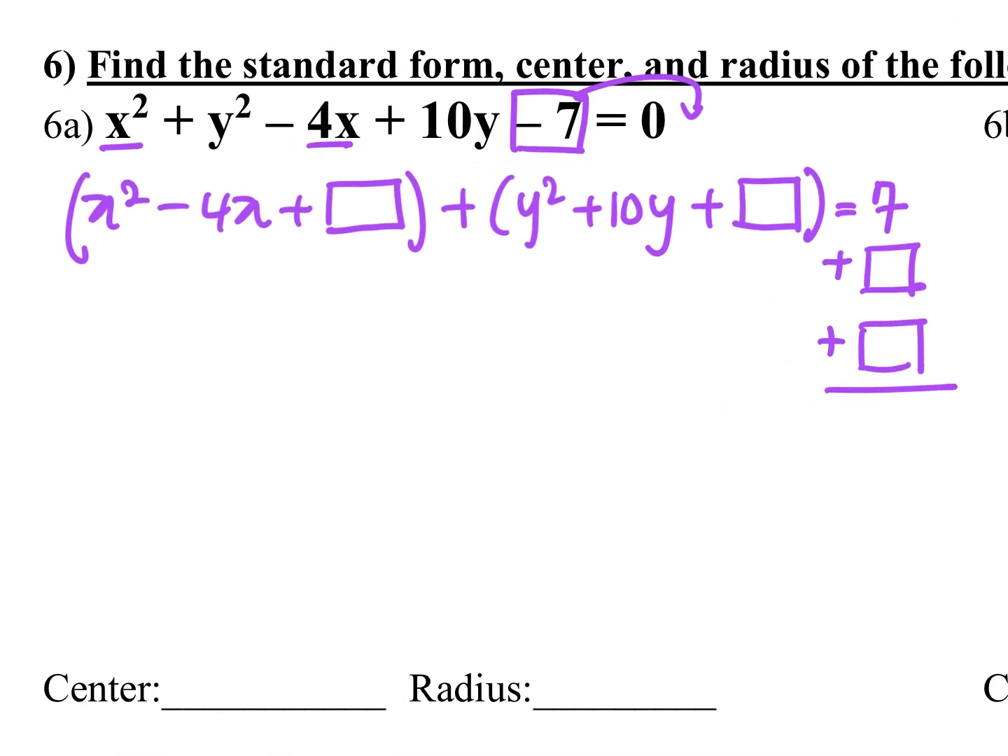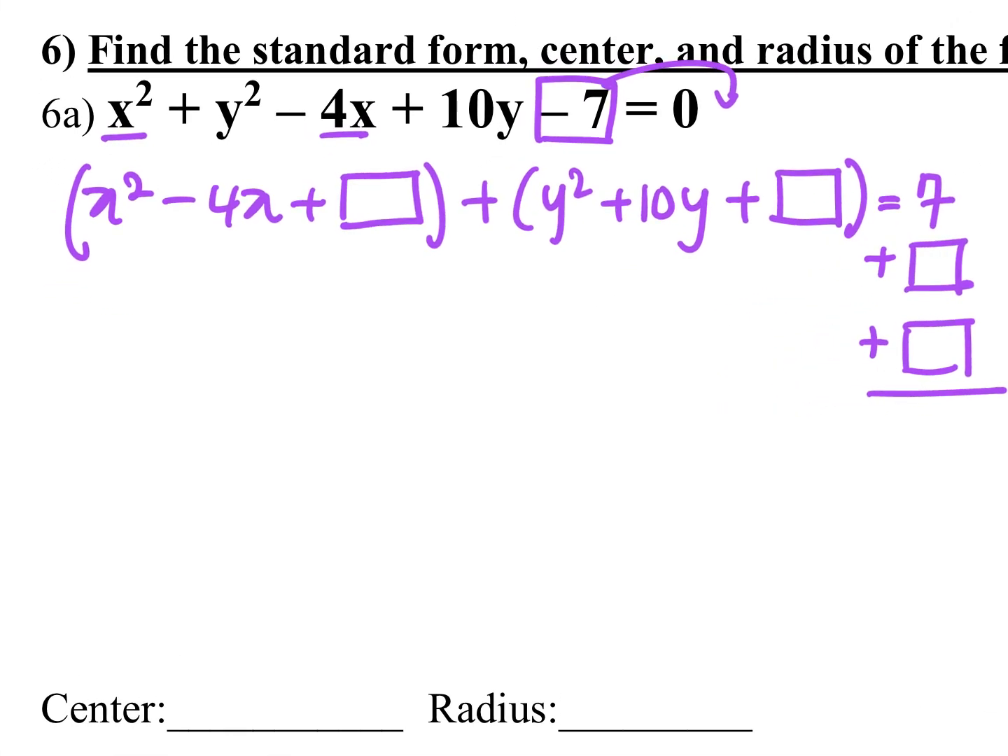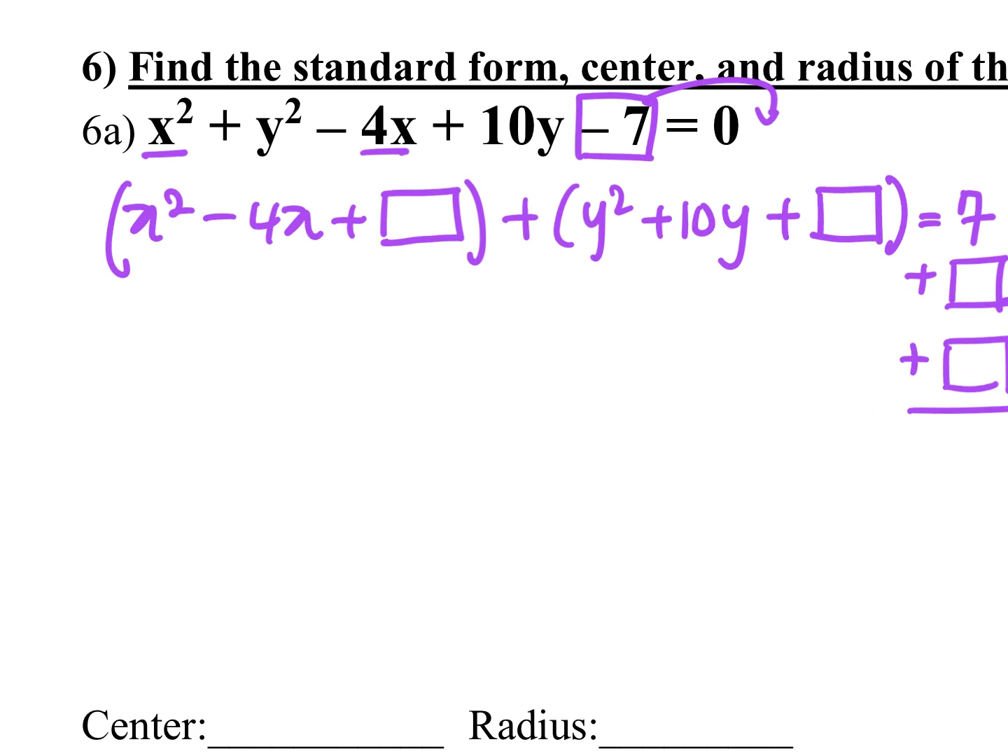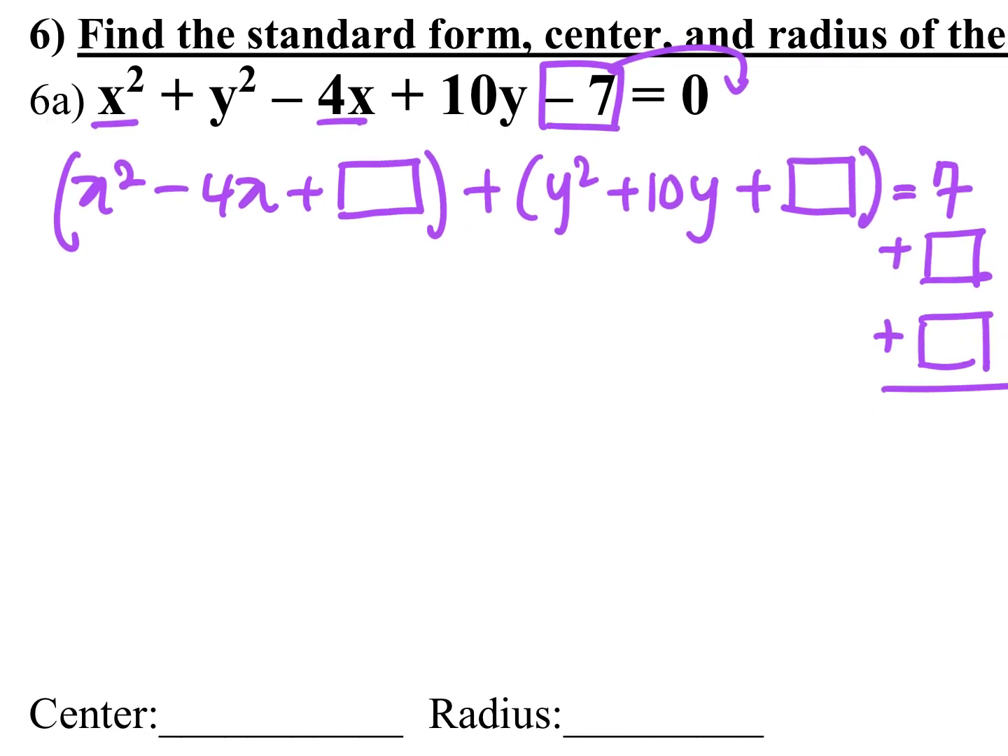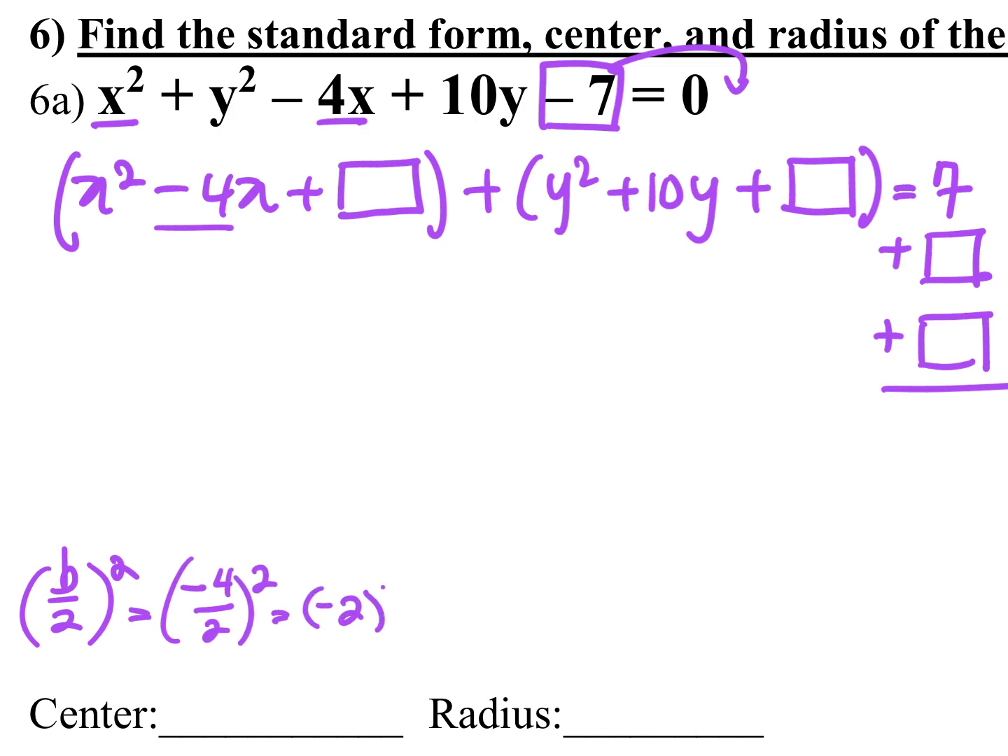If you remember, in completing the square, we get the second term, divide it by 2, then square it. So it looks this way: b over 2 and then square. In this case, our b here is negative 4. Negative 4 over 2 and then square. So that's going to give you negative 2 and then square it again. It's going to give you 4. So this is going to be 4, and the first box in here is also going to be 4.